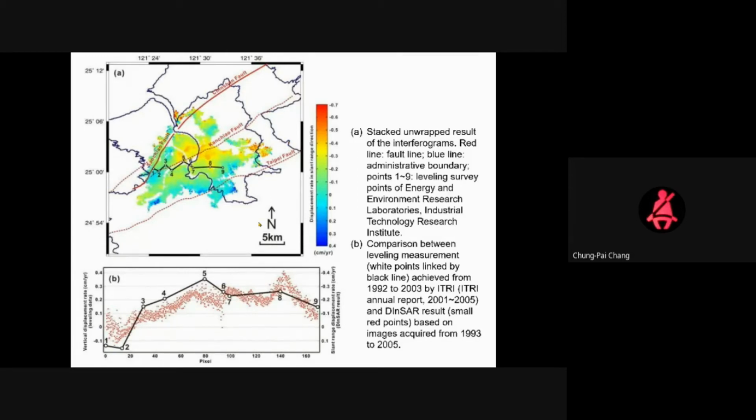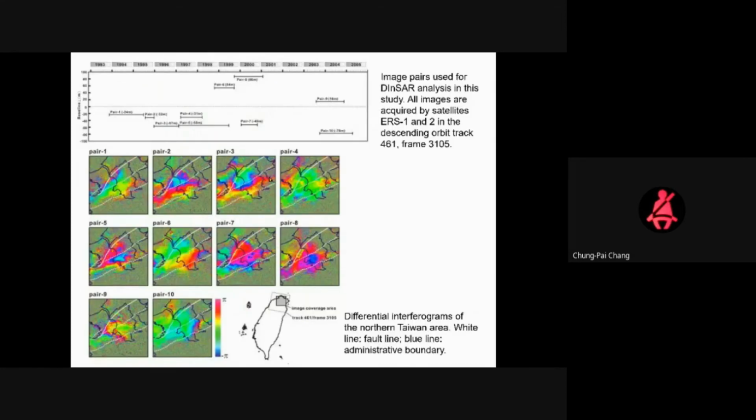As I mentioned in the beginning, for the metropolitan area, because there are many buildings, that is a perfect corner reflector, so we can have a very good interferometric result. But for the surrounding area of Taipei, we come back to this one.